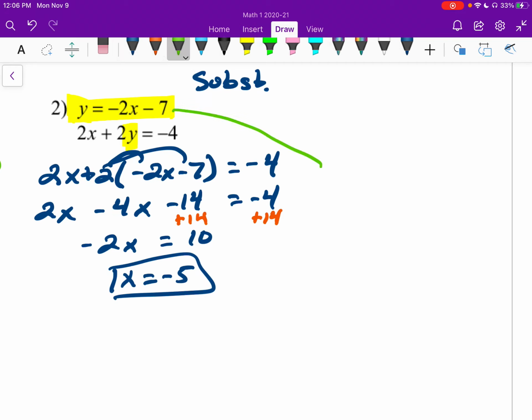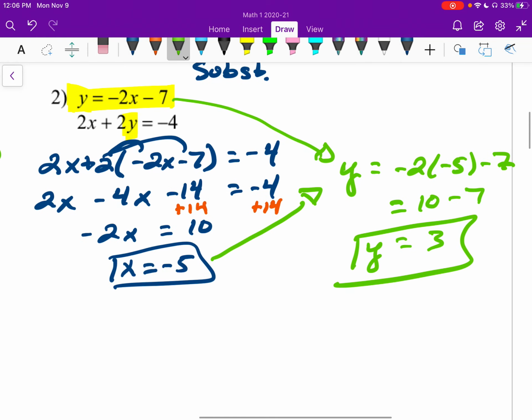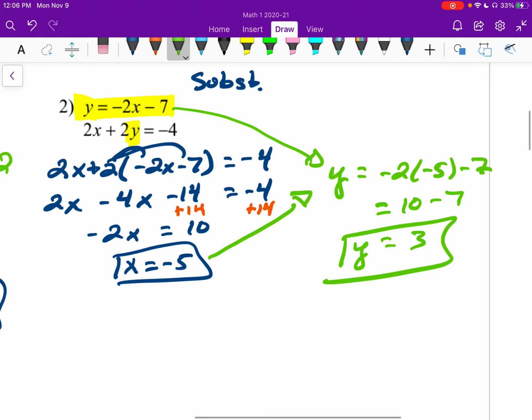I'm going to plug this into the top equation, and the reason that I chose that is just because I have the y equals there. I think that would be a little bit easier to get my answer. So y equals negative 2 times negative 5 minus 7. This is the same thing as 10 minus 7, which is 3. Oh, and I almost forgot, I have to write it as a point: negative 5, 3.